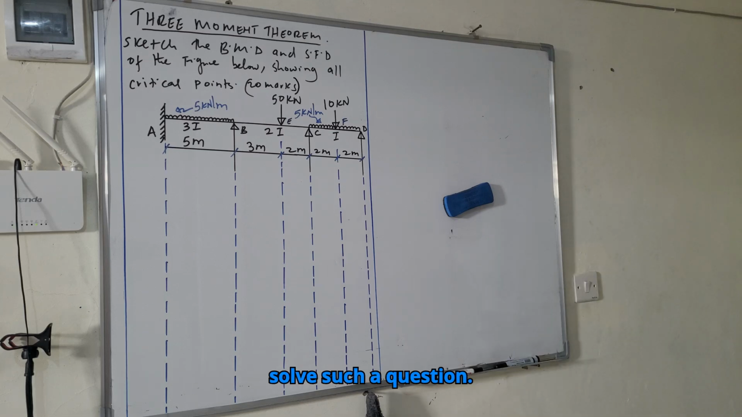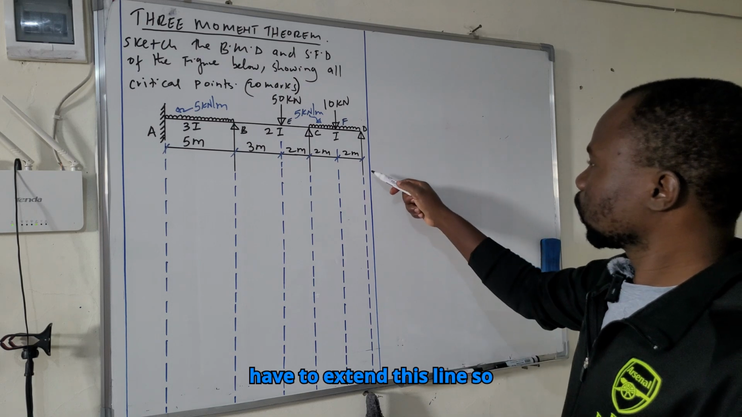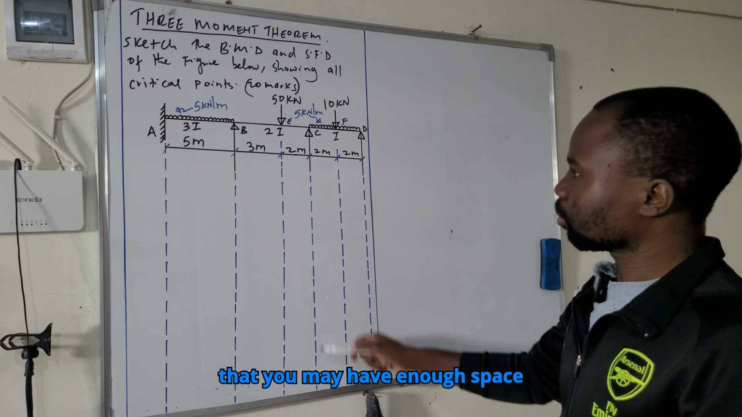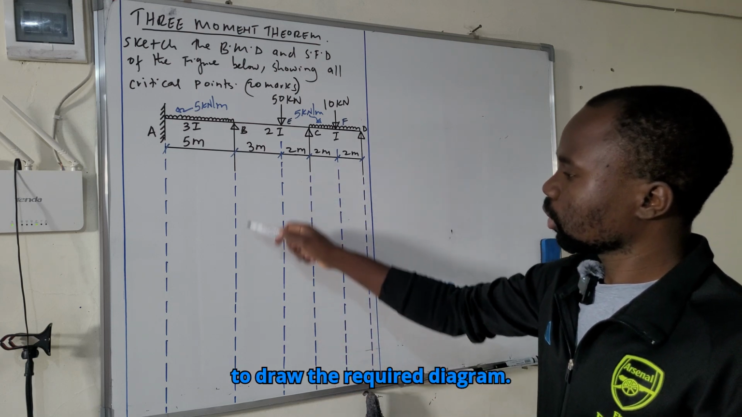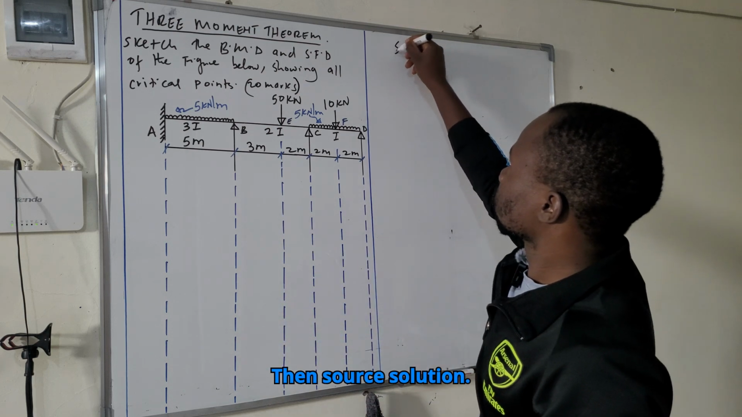So let's see how we can solve such a question. The first thing to do, as usual, you have to extend this line so that you may have enough space to draw the required diagram. And then, solution.